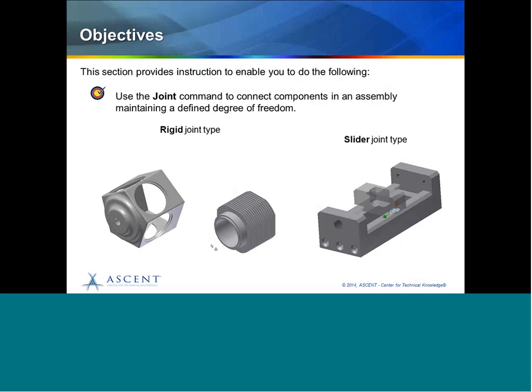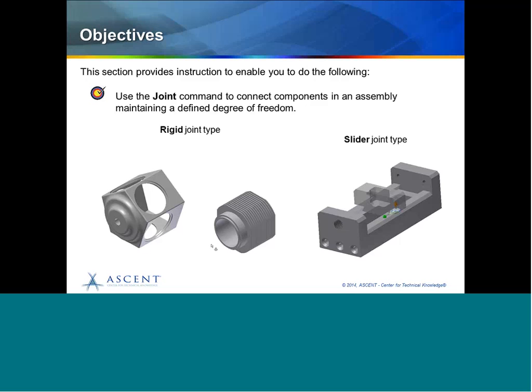Like everything, I want to start out with an objective. The objective today is simply really one. We're going to use the joint command to connect components in an assembly, maintaining a defined degree of freedom. Basically, we're going to learn how to use joints to allow for the required degree of freedom when we assemble two components. As you all know and have used in Inventor, prior to 2014, the constraint tool and the assemble tool have been available to us, and those enabled you to individually remove degrees of freedom between components with the ultimate goal of assembling them.